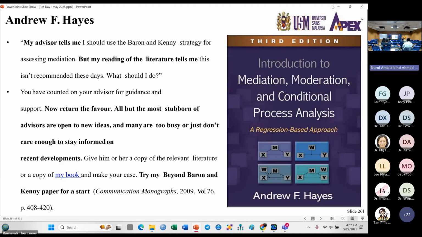Very good advice, right? So if you have a very difficult supervisor, make a copy of the paper and push it under the door and run off with it. He or she will pick it up and read it. Okay? You have to bring your supervisor up to your level, not go down to your supervisor's level, because some supervisors are not updated in terms of methodology, at least in some cases. Okay.